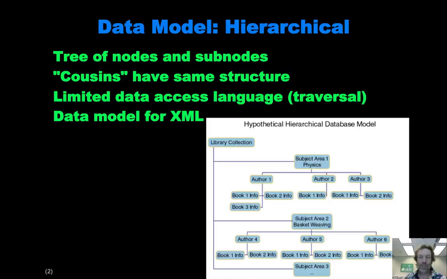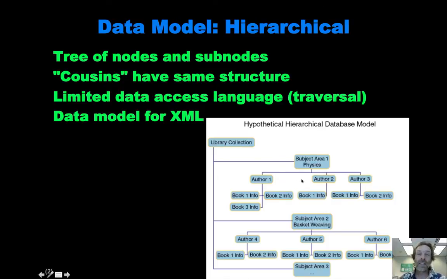Okay, so the first thing, I want to go through some of the different issues that are involved in database systems. And the primary thing is probably the data model that the database system implements. And there's a few general types of data models. Probably the oldest one is called the hierarchical data model, where you think of your data as being organized into nodes and subnodes. Cousins have the same structure, so you can see we have a subject area called physics, and underneath it there's these three authors.